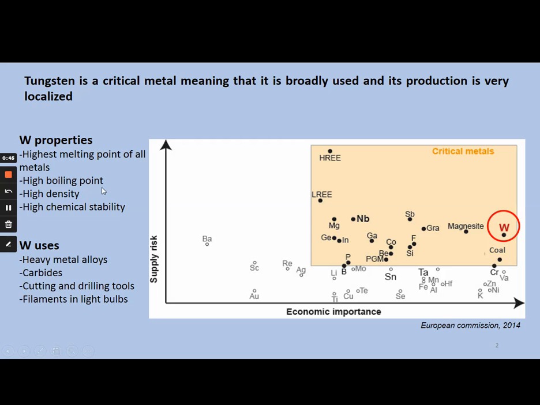In terms of properties, tungsten has the highest melting point of all metals, and it is among the heaviest metals as well. So because of those main properties, tungsten has a wide range of uses, and just to cite a few, it is used to make heavy metal alloys, carbides, cutting and drilling tools. So tungsten is widely used, but its production is very localized, which makes it a critical metal. The criticality of tungsten is the reason why we are interested in understanding the processes that govern tungsten mineralization.